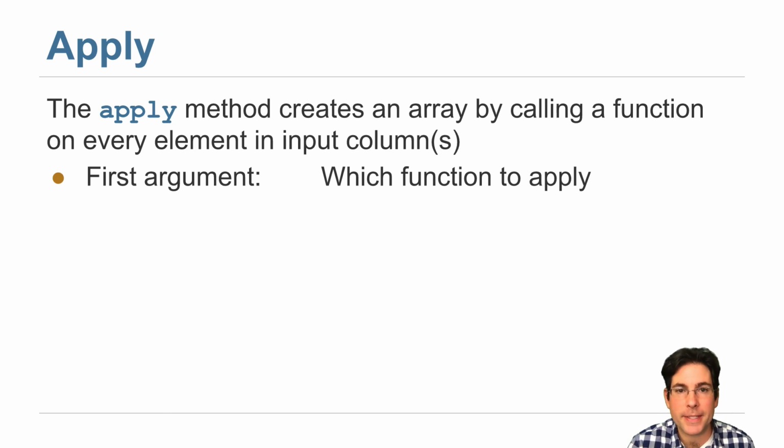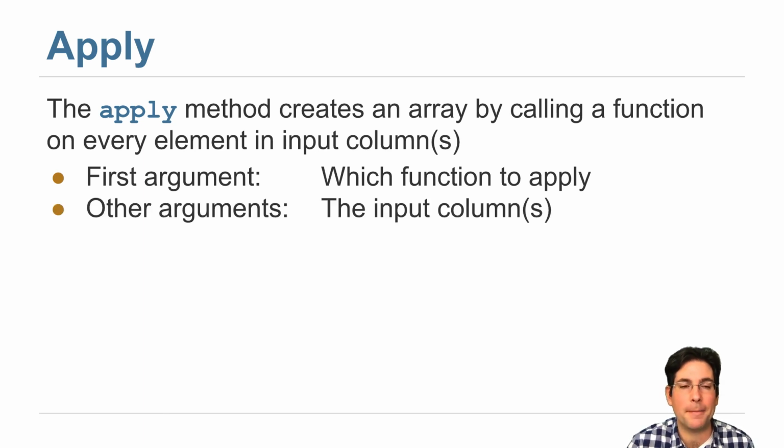The first argument is always the function that you want to apply. The second argument, or maybe there are more, specify where you get the inputs to the function. So if you only have one other argument, then that means the first argument has to be a one-argument function that applies to each value in the column.